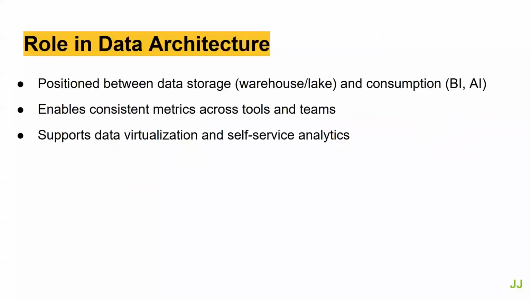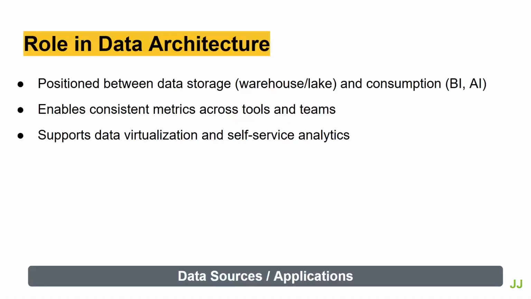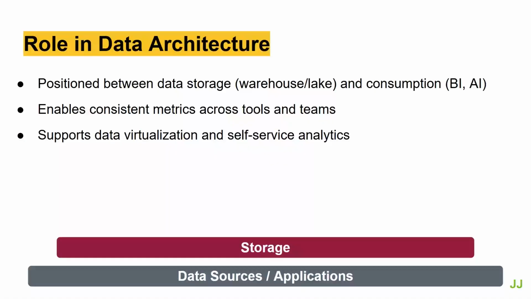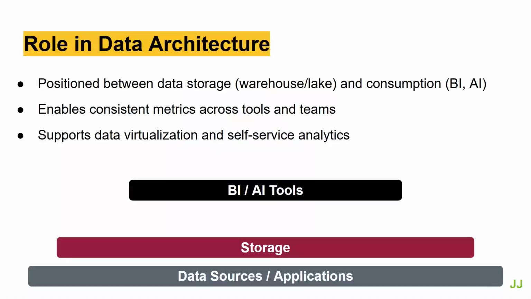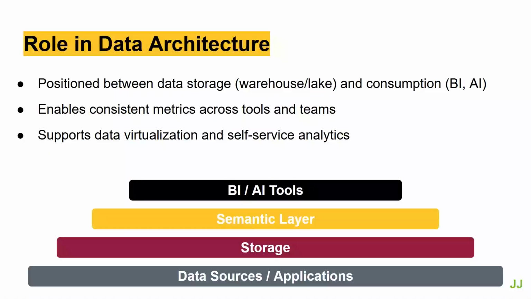So that's a lot. So where does this live? So we've got data storage, we've got consumption, it's in the middle. Consistent metrics, it's adding that layer, right? So we have sources, we have storage of the data coming from the sources, and then we have our BI or AI tools that are using the data that's being stored, and in the middle we have the semantic layer. So you might have heard of data virtualization. This is aligned with that structurally.